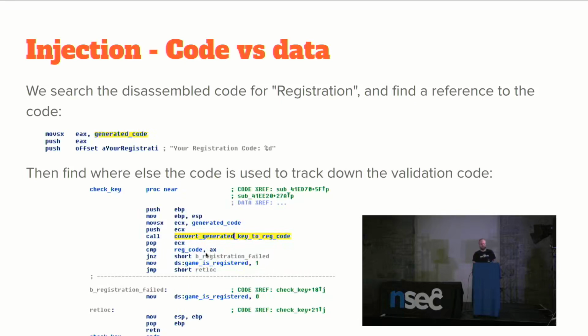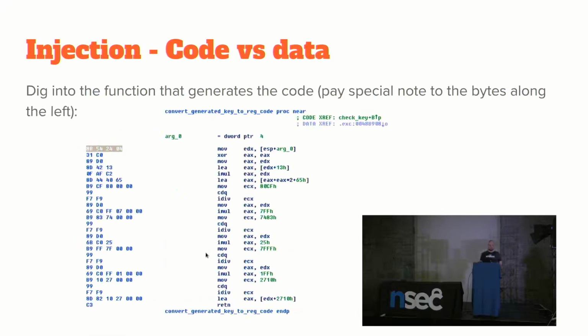The easy way to bypass this, obviously, is to change the jump to say, no matter what I enter, just play the game. But that's not that interesting. I want to talk about how this code works. So what we do is go into the function that generates the code. It takes in the code they give you and pops out the code that you need.